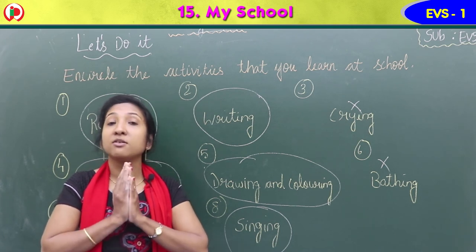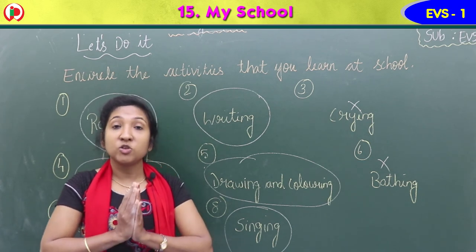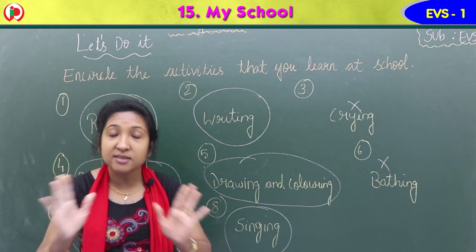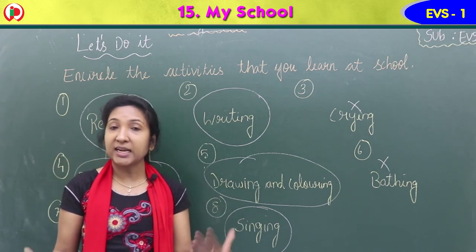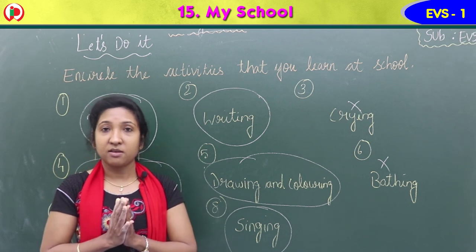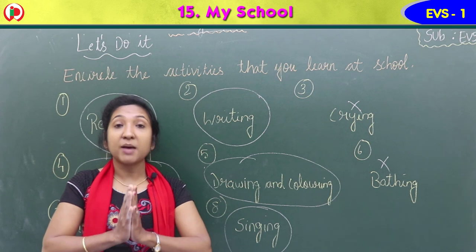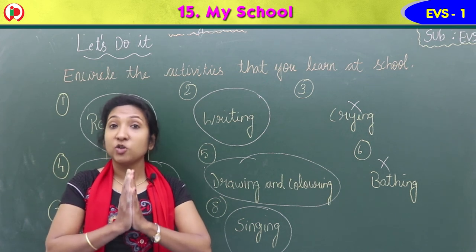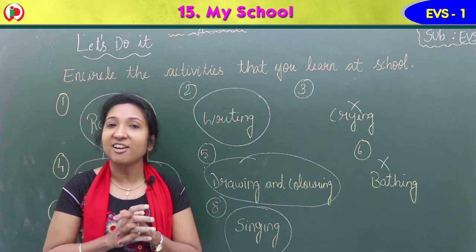So you should be a good child always. You should greet others. You should respect others. Do not fight with your friends. You should clean yourself. Go to school neatly, clean and tidy. Yes. So then only you will become a good child, a good student. So be a good child always.